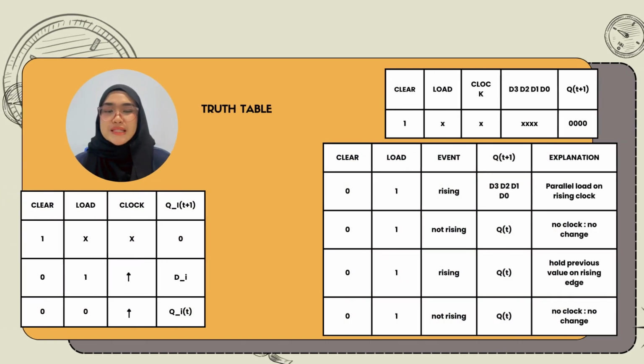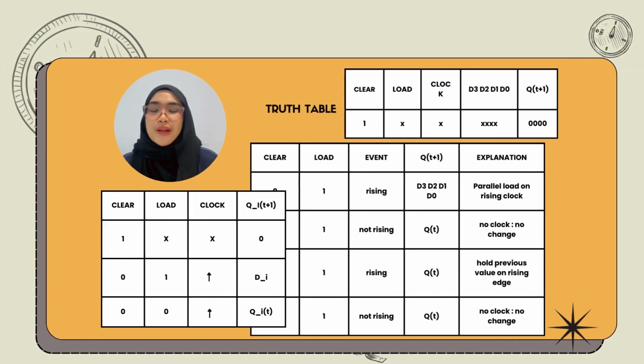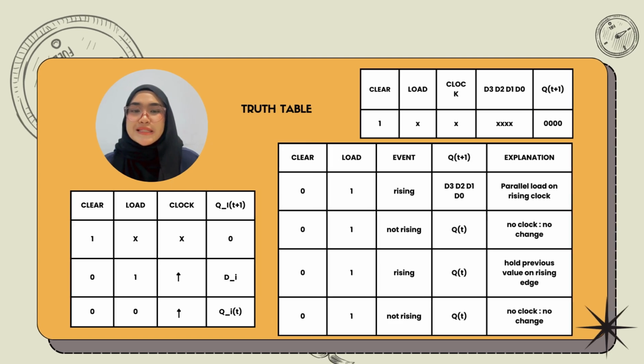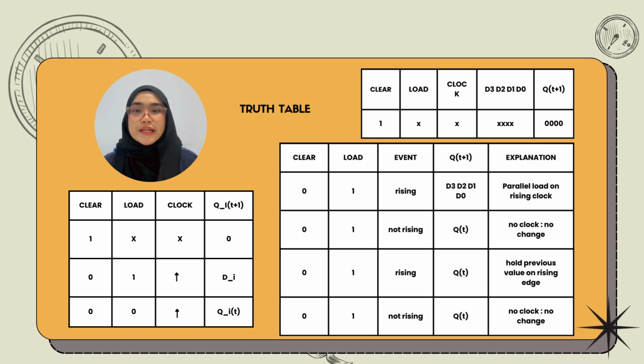This truth table explains how the 4-bit register behaves under different control signals. When clear equals 1, the register is asynchronously reset, so all outputs become 0000 immediately, regardless of the load or clock. When clear equals 0, the register operates normally.